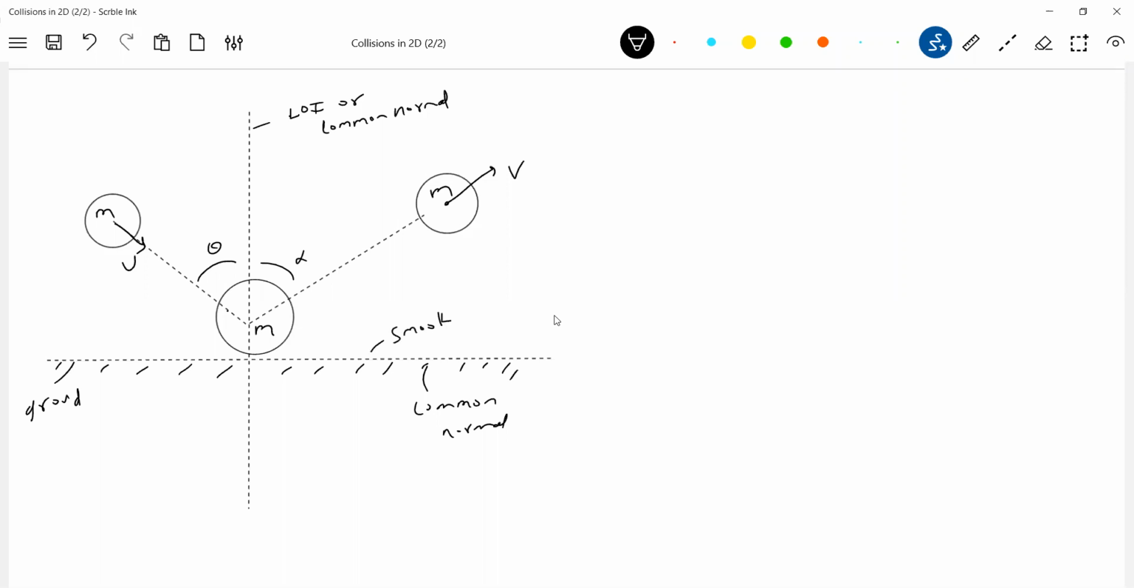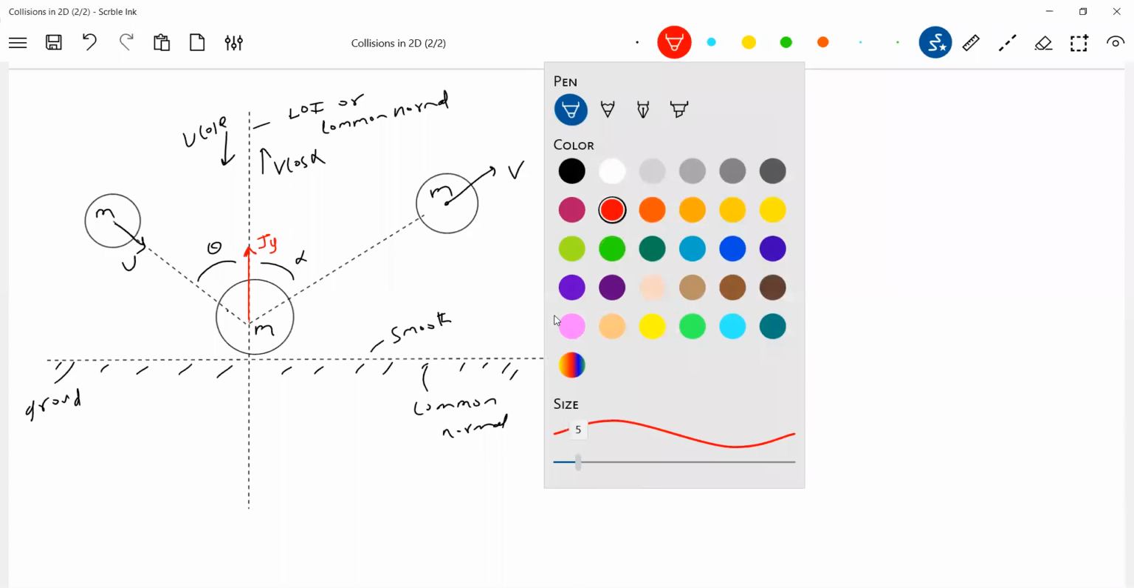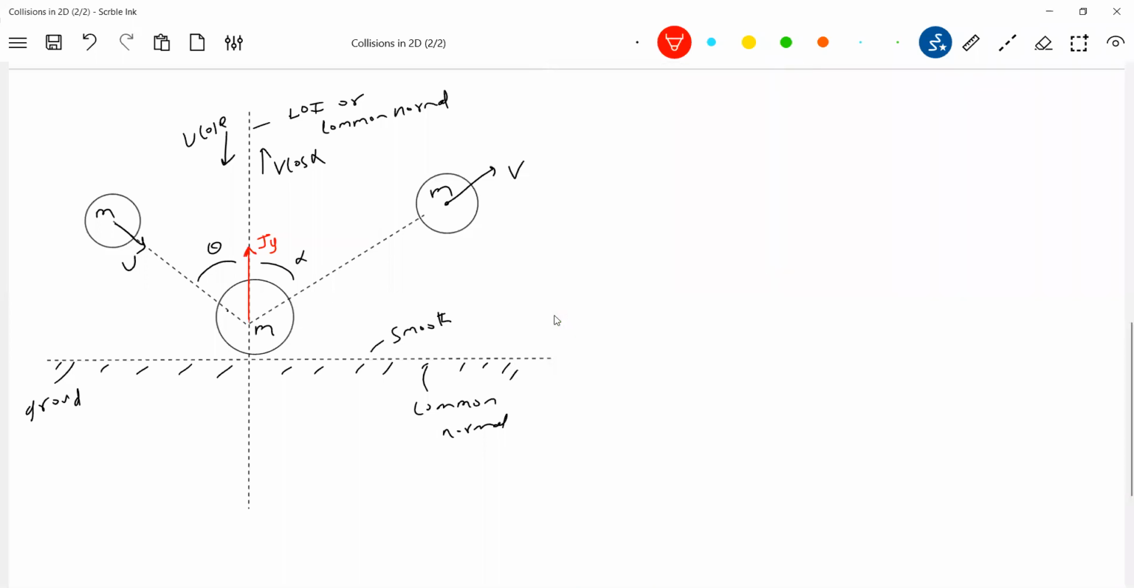So first, let me take the smooth case here. Let's write all possible equations. Shall I say there's a line of impact? Then with what speed will it approach? It will approach with a speed u cos theta. It will rebound with a speed v cos alpha. Then the normal contact will act for a small duration of time. So during that small duration of time, an impulse will act. I'll call it Jy. That normal contact force will act for a small duration. What is Jy? N into delta t.